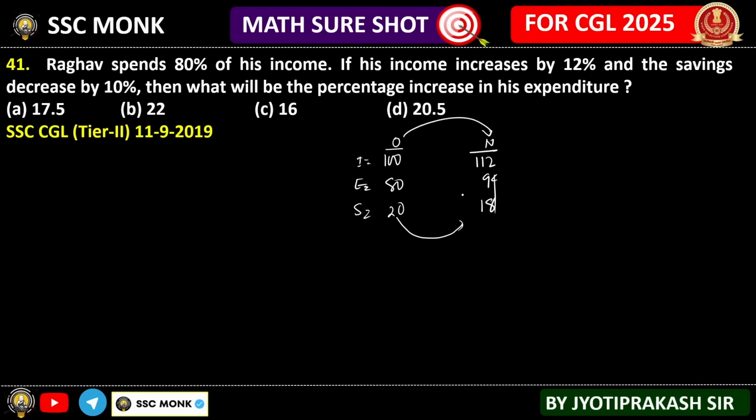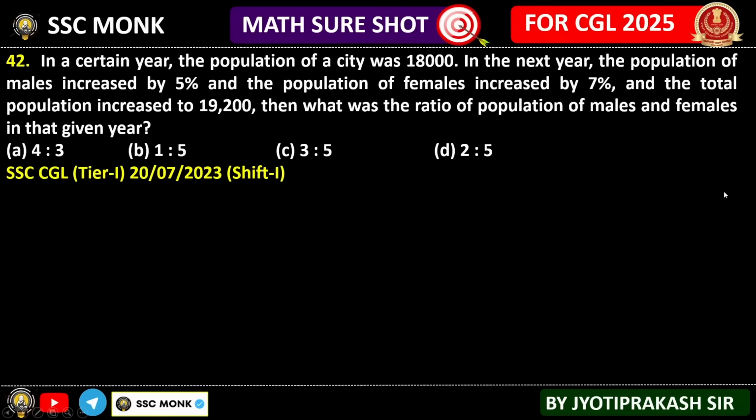Now previously he was spending 80, now he is spending 94. So increment 14 on 80 into 100. 2 4s are 8, 2 5s are 10, 2 2s are 4, 2 7s are 14, 7 into 5 is equal to 35 by 2 is equal to 17.5%. So how much percentage increase in expenditure? 17.5%.